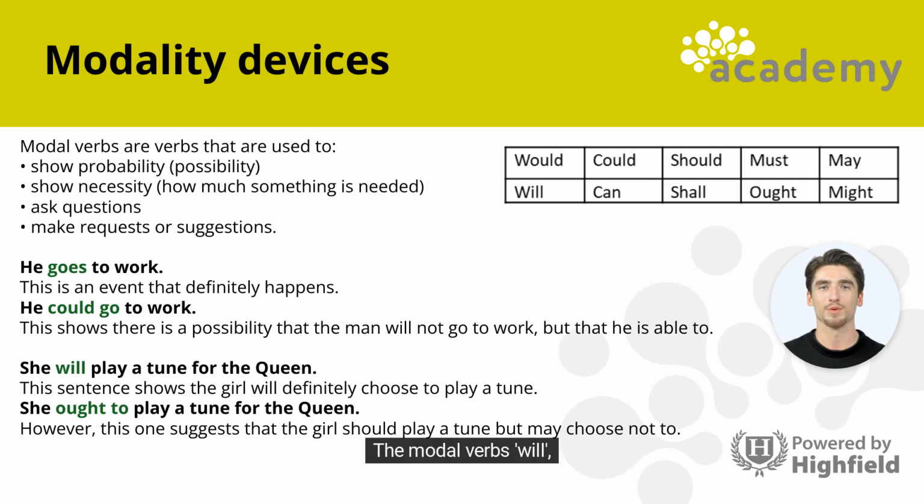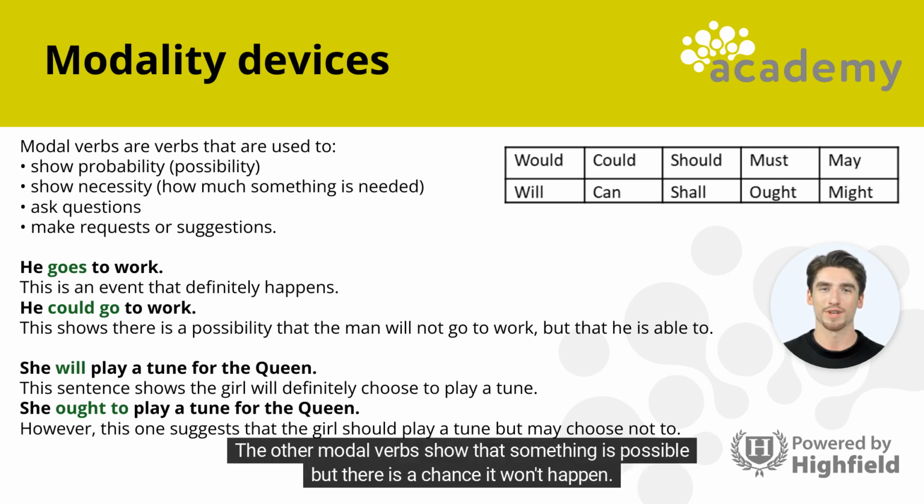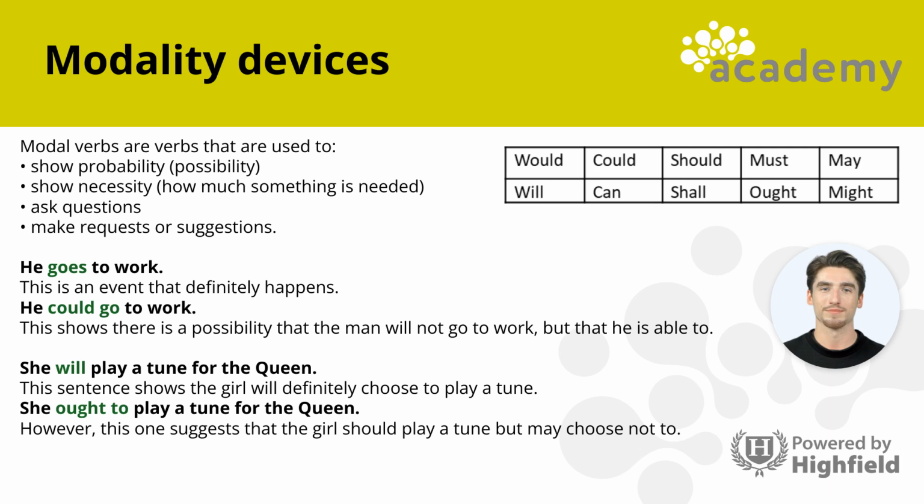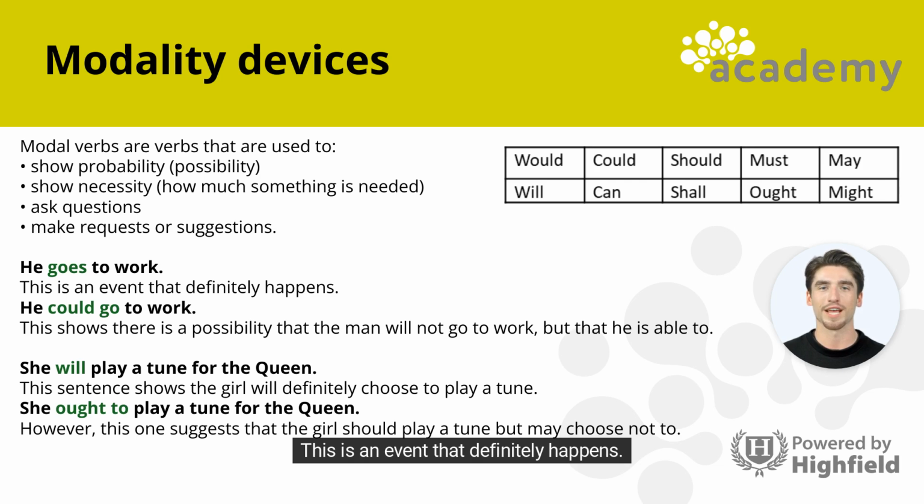The modal verbs will, must, and shall show that something is definite. The other modal verbs show that something is possible, but there is a chance it won't happen. Let's look at some examples. He goes to work. This is an event that definitely happens. There is no modal verb to show how likely this event is.